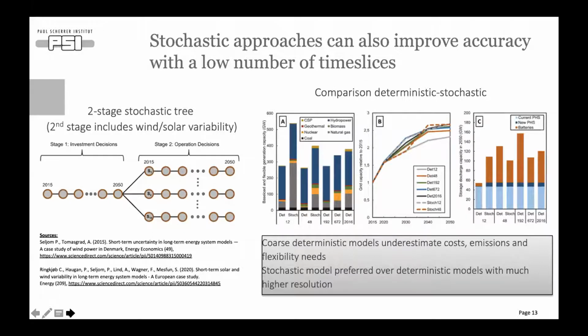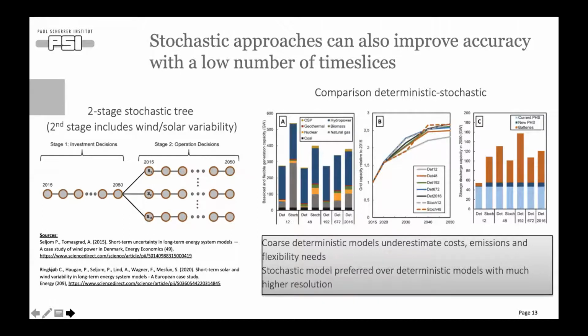So here, instead of using a deterministic model like before, we're going to a stochastic approach. What is presented on the left-hand side is a two-stage stochastic tree, where in the first stage the model is solved and takes only the investment decisions, and in the second stage the operational uncertainty, which depends on the wind and solar variability, is revealed to the model. So in the second stage, the capacities are fixed to the solutions of the first stage, and then the model needs to hedge on that.